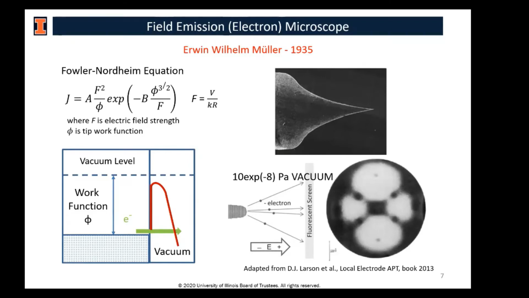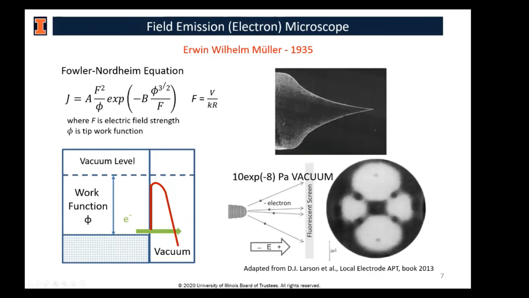On the lower right, you have the schematic of the FEM. So we have a sharp tip on the left, and there is a very high vacuum to keep the tip relatively clean over many hours if possible. On the right-hand side, we have a fluorescence screen. So you can see from this diagram that FEM is a kind of a projection microscopy. So the vacuum required is at least 10 to the minus 8 Pascal. Because this is electron emission, the tip is biased negatively with respect to the fluorescence screen.